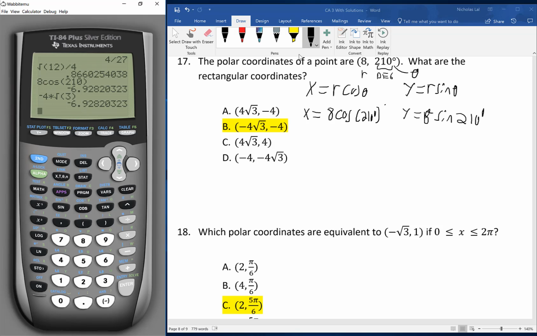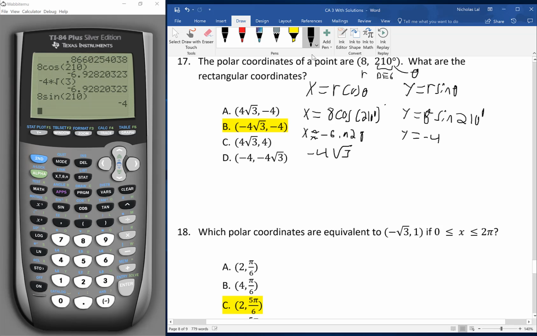So x is equal to negative 6.928, or negative 4 times the square root of 3, and y is equal to 8 times the sine of 210. So that's going to be equal to negative 4. So y is equal to negative 4. So our rectangular coordinates are negative 4 times the square root of 3, comma, negative 4. And that's going to be answer choice B.